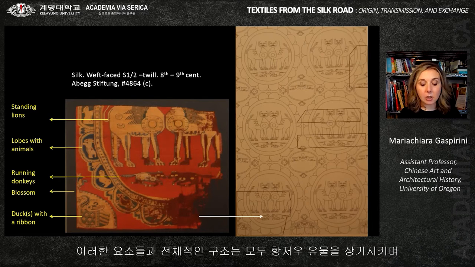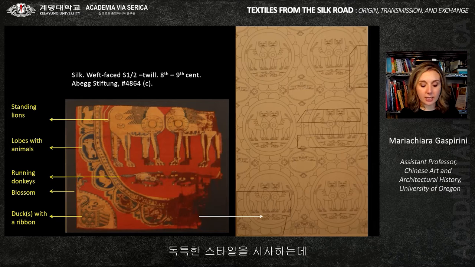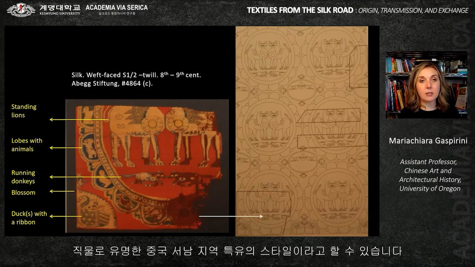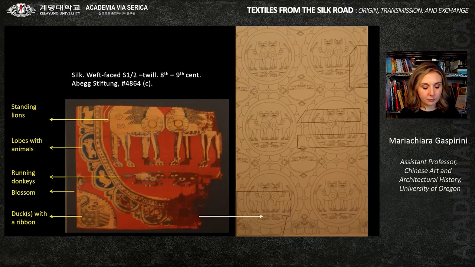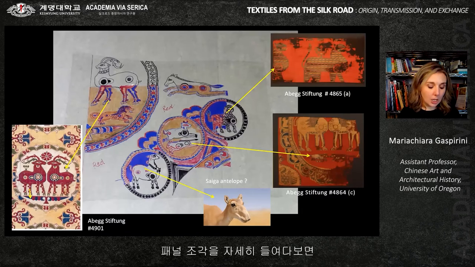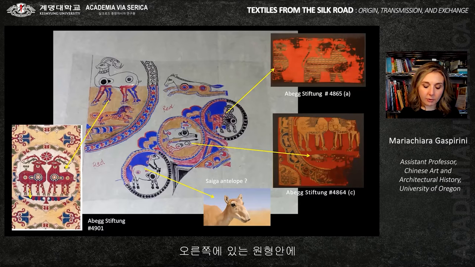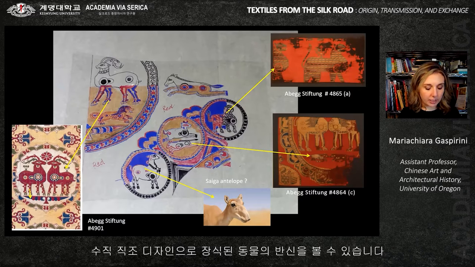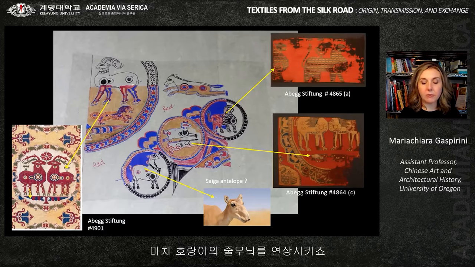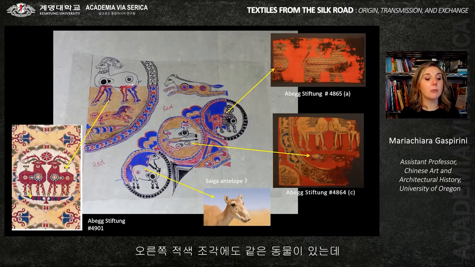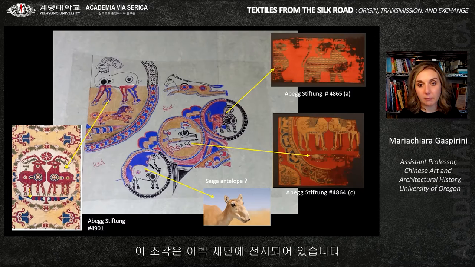Both this element and the overall structure recall the piece in Hangzhou and suggest a unique style, which seems typical of these textiles, likely produced in a southwestern area of China. If we look carefully at the panel fragment, in the first roundel on the right, we can see half the body of an animal decorated with vertical wave motifs that recall the body of the tiger that are repeated in a red fragment also in the Abegg-Stiftung.